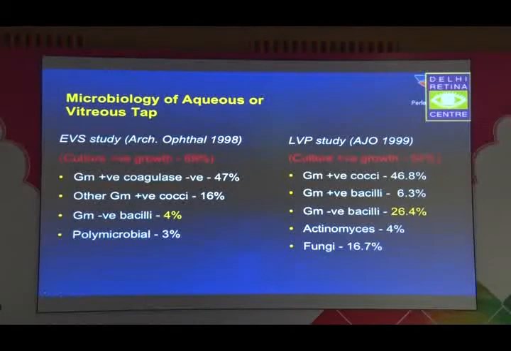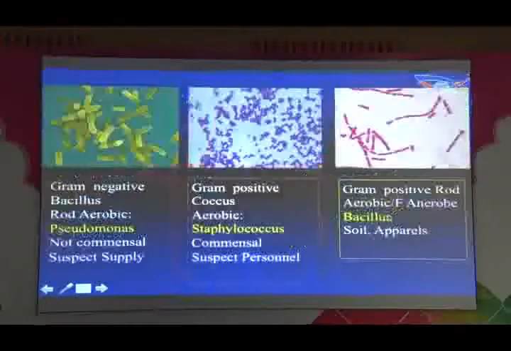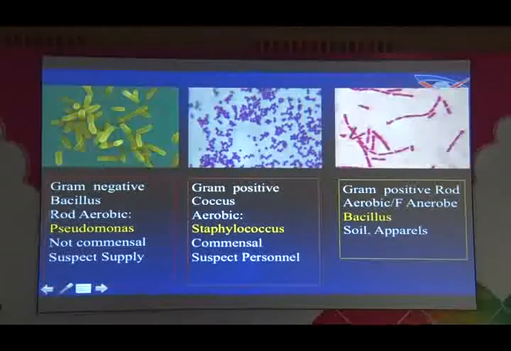It's important for us to know what the common organisms are that we are getting in the country, and it's important to find that we have a lot of gram-negative bacilli, which was not reported in the EVS study. And appropriately, we have to choose the antibiotic. So if you find Pseudomonas, a gram-negative bacillus, you must look at whether it is a commensal, so you must suspect the supply. If you have a gram-positive cocci like a staphylococcus, you must suspect the personnel.